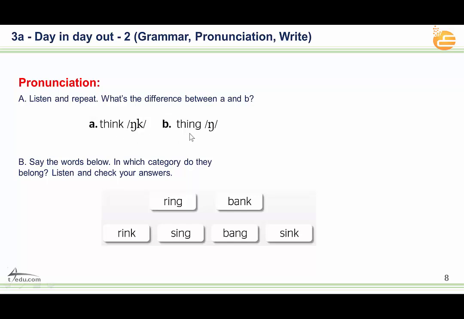NK, the K at the end. NG, the G at the end. So this sound, we write it like this, nk. But this sound, the sound I'm talking about, we write it like this, ng. Okay?